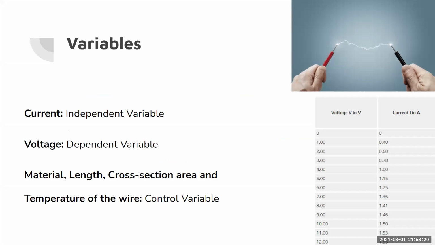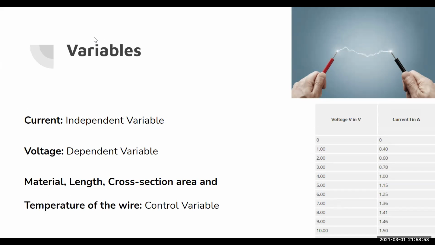Well, the independent variable is what we change or control in the experiment. The dependent variable is what we're testing and will be measured in the experiment. And the control variables are the ones that we keep the same during the experiment to make it a fair test. In this case, we're going to be measuring what happens if we change the current and if it's going to affect the voltage. As can be seen, as the independent variable, which is the current, increases, the dependent variable, which is the voltage, increases. And as well, our control variables will be the material, the length, the cross-section area, and the temperature of the wire.